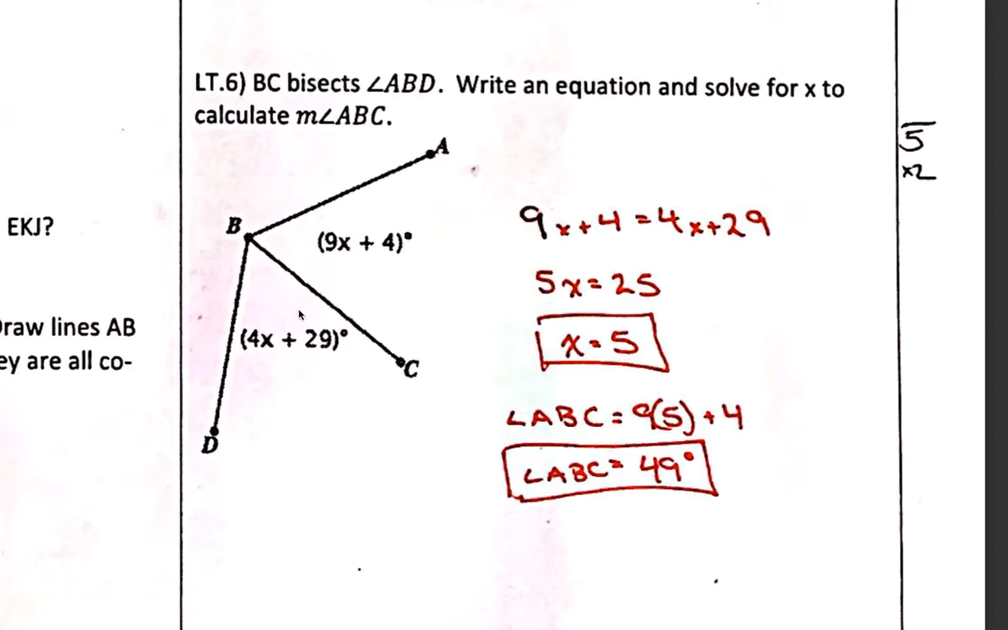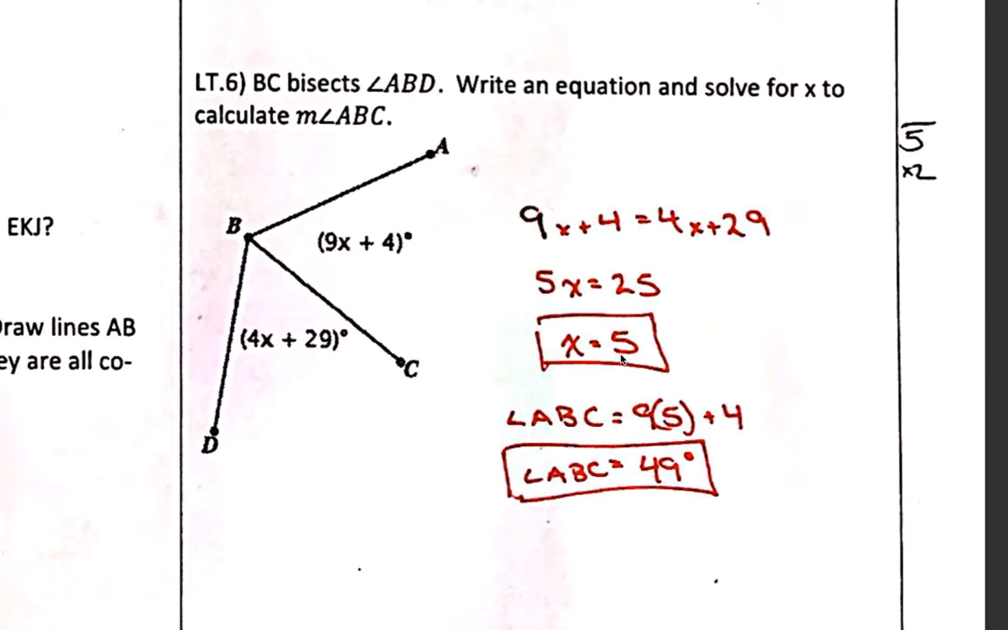Okay, the last one on the first side, learning target 6 says that BC bisects angle ABD, which means it cuts it in half, which means these things are equal to each other. Write an equation and solve for x to calculate angle ABC. Well, since they're equal to each other, we set them like this: 9x plus 4 equals 4x plus 29. We subtract the 4x from both sides. We subtract the 4 from both sides. We get 5x equals 25. Divide both sides by 5, and we get x equals 5.